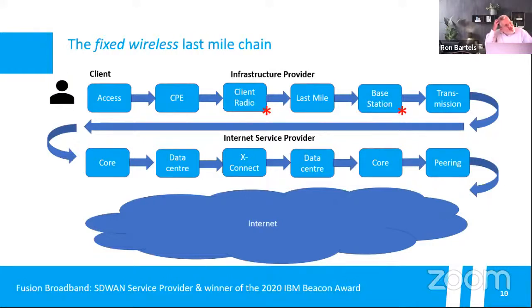The fixed wireless is very similar. The only difference is that instead of having fiber ONTs and curb boxes, you now have a client radio and a base station, which runs the last mile over wireless instead of fiber. But you typically have the same number of connections.